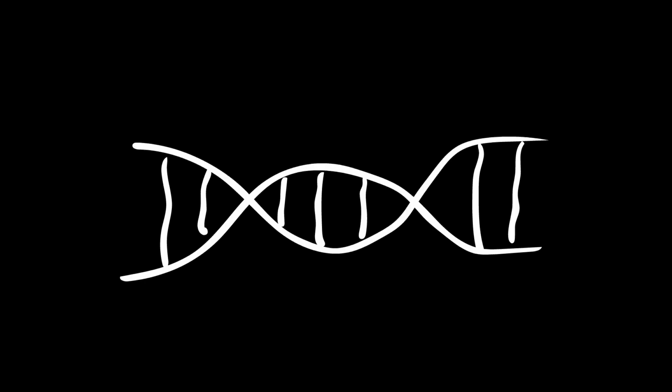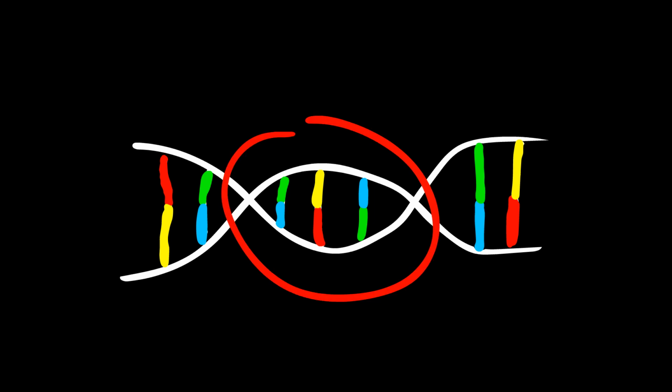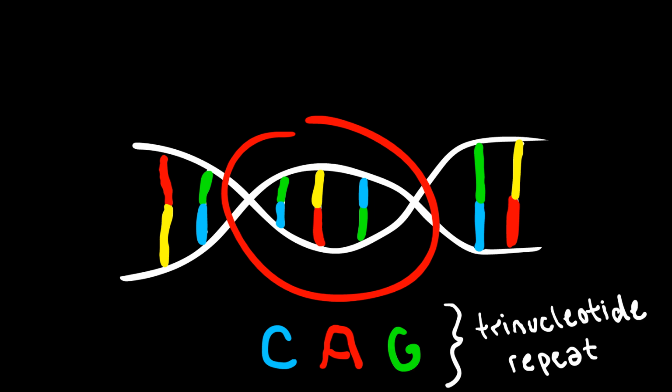So, what determines if symptoms will occur? To know that, we first need to understand the genetics of Huntington's disease. On chromosome 4, locus D4S10, there tends to be a repeat of 3 nucleotides, C, A, and G. This is called a trinucleotide repeat.